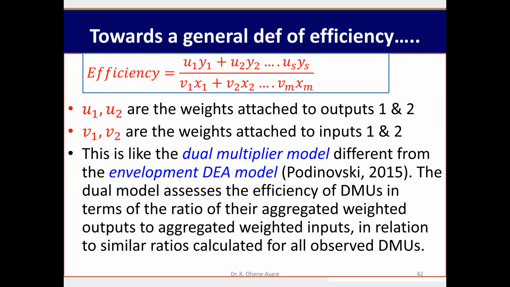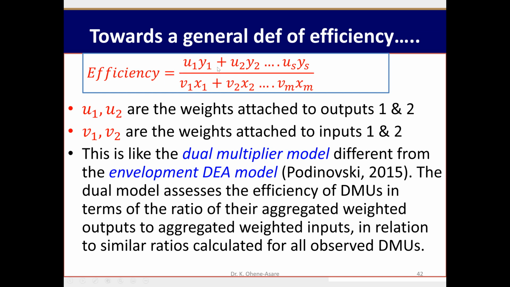The dual will assess efficiency of the unit in terms of the ratio. And as you can see up here, you have a ratio of the aggregated, that word aggregated is the same as the sum. So instead of using the sum, we now use aggregated weighted output to the aggregated weighted input, relative to similar ratios calculated for all observed frames. Now, if you look at this definition, I've given a general definition of efficiency.